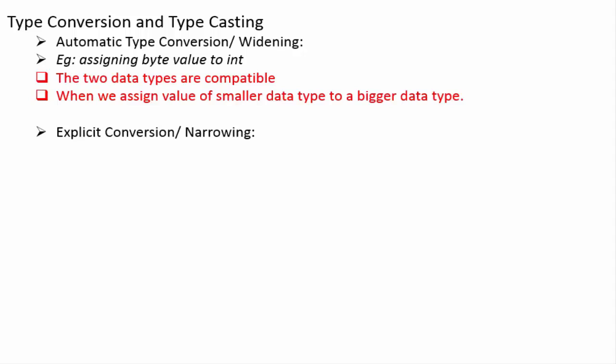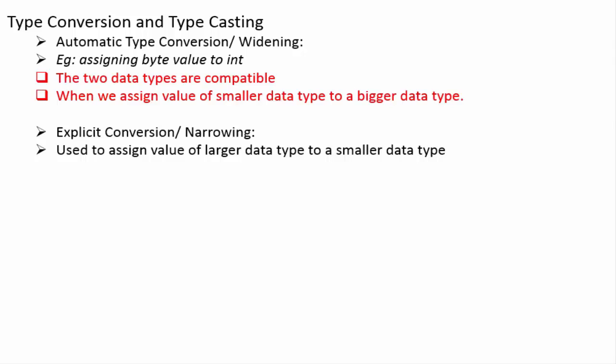Another one is explicit conversion, which is also called narrowing. It is used to assign a value of larger data type to smaller data type, and hence it is called narrowing because it is used for assigning larger to smaller, while automatic was used for assigning smaller to bigger, that is why it was widening. So the general form of explicit conversion is value1 = (target type) value2. Target type specifies the desired type for converting value2.